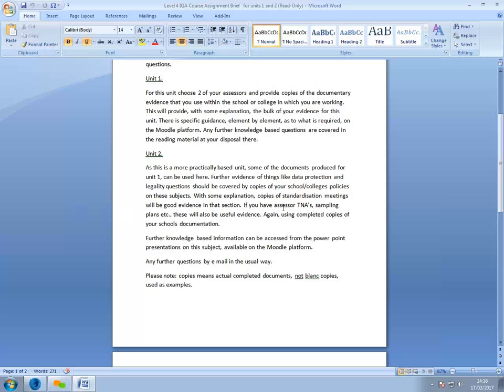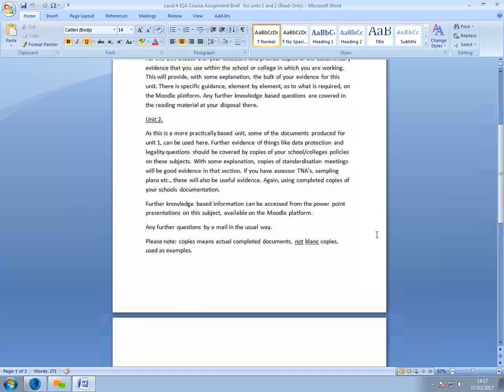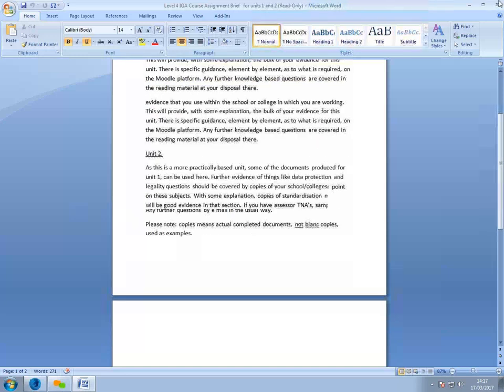If you have training needs analysis, sampling plans, etc., these will also be useful evidence, again using complete copies of your documentation, skills documentation. Further knowledge and basic information can be accessed from PowerPoint presentations on this subject available on the Moodle platform. Any further questions, email in the usual way. But please note, copies means actual completed documents, not blank copies used as examples.